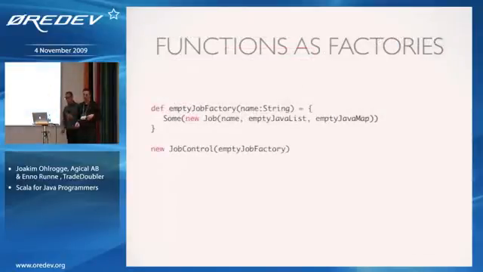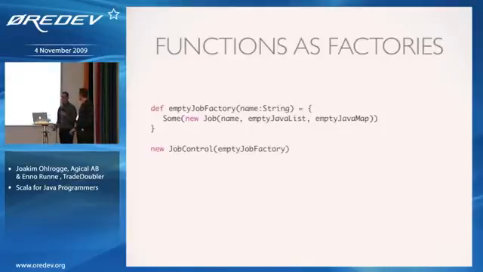And that allows us to write factories really easy because functions in Scala are so easy to define. You just define a method there. This empty job factory definition up there takes parameter name of type string, returns some new job, passes name in there, and empty list, empty Java map. So if we had written a type on this method, remember, we don't have to write the types, but we could write the type as well. And that's exactly the same type we used on the slide before, string to option of job.